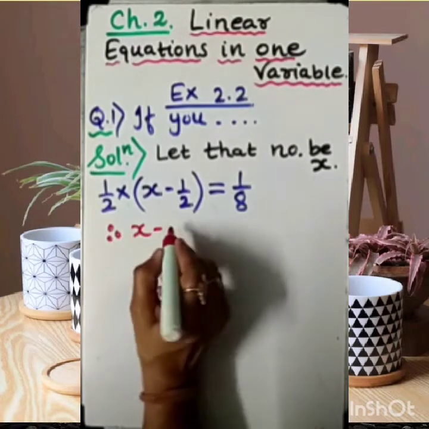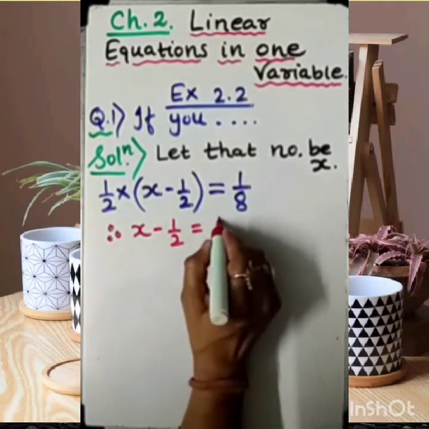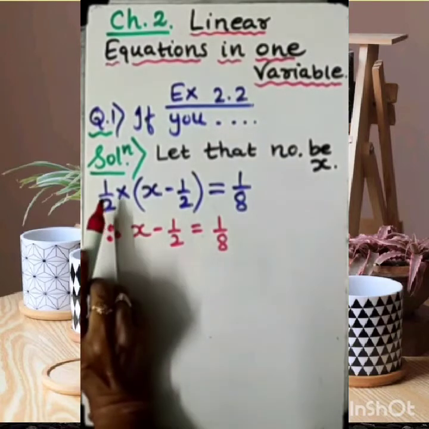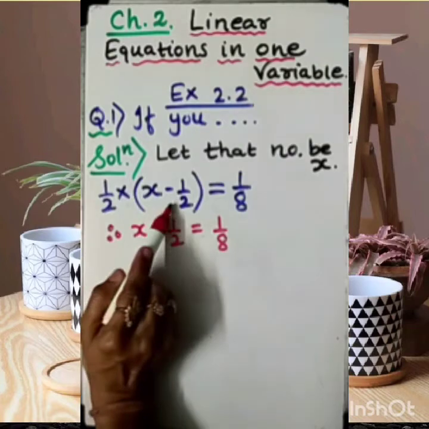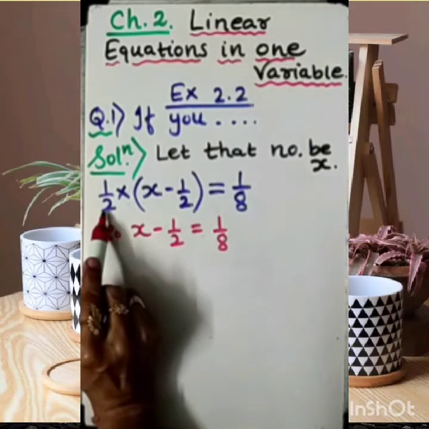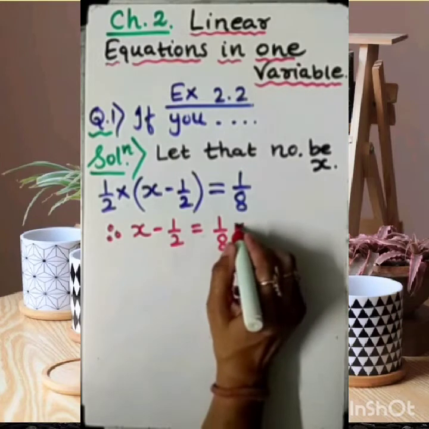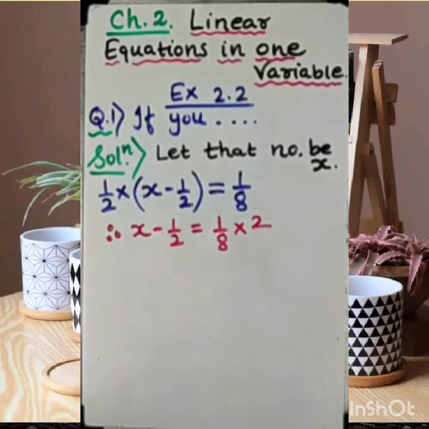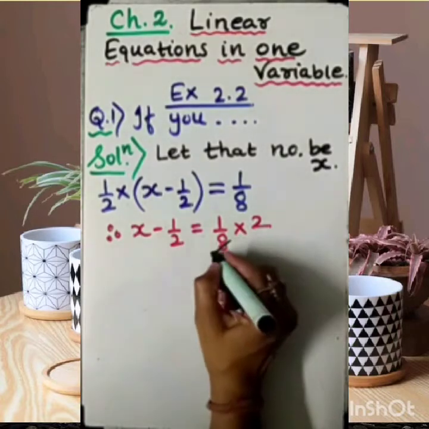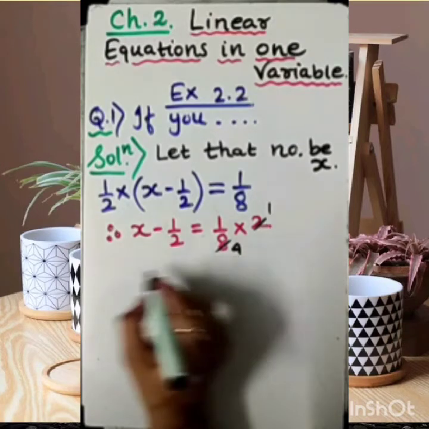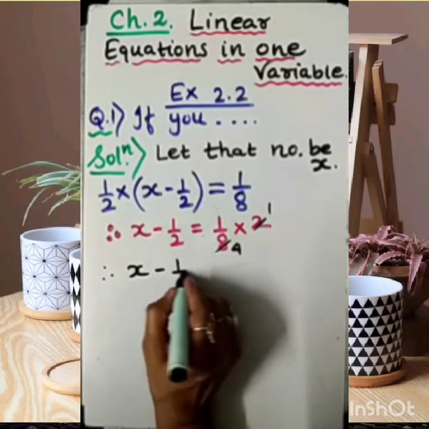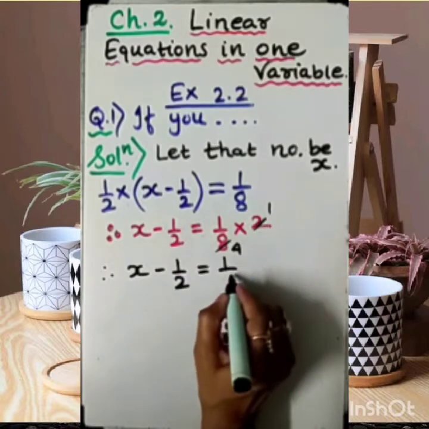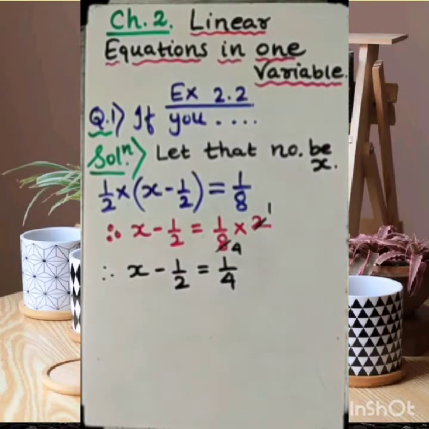I am keeping x minus 1/2 as it is, and 1/8 as it is. Now, as this 1/2 is in a product with this bracket, when I bring it to the right side, I need to multiply both the sides with the reciprocal of 1/2. Simple. So dear student, if I simplify it, I will have 1 here and 4 there. So my equation will become x minus 1/2 equal to 1/4 after simplification.